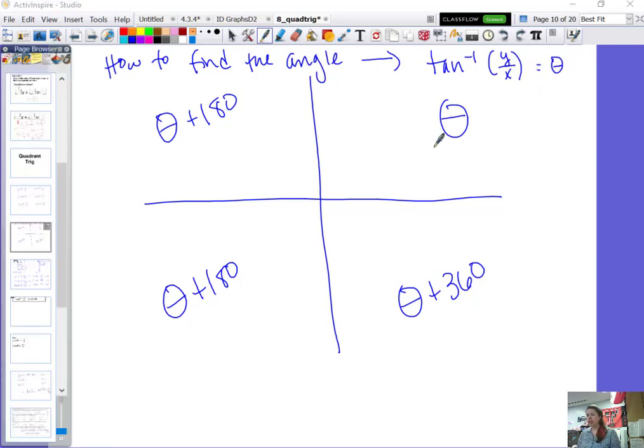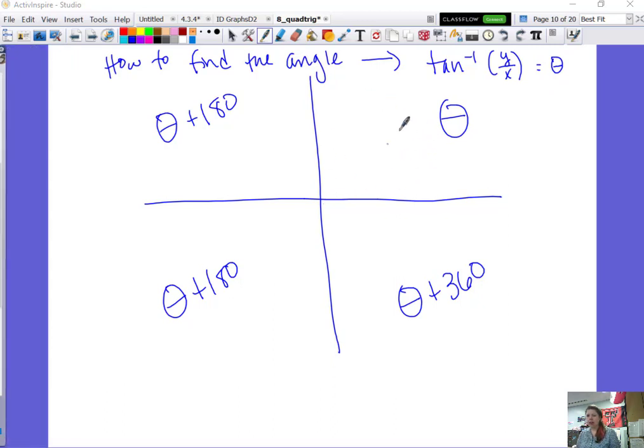In the first quadrant, all of the calculator trig functions, sine, cosine, and tangent, all live there. If you're between 0 and 90, it's fine, because all of the right triangle trig that you did in geometry always had positive angle measures in the first quadrant. It was all right triangles.